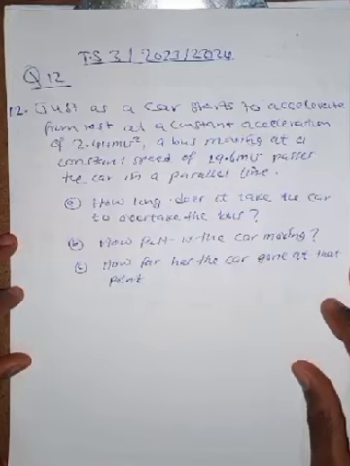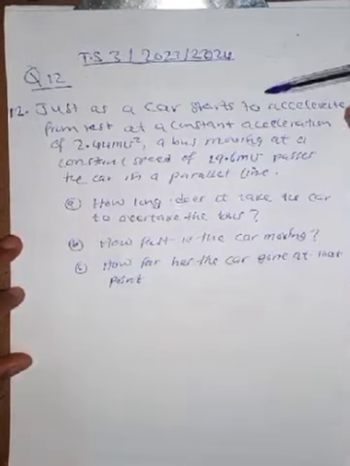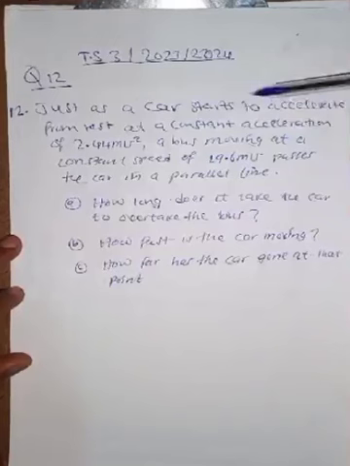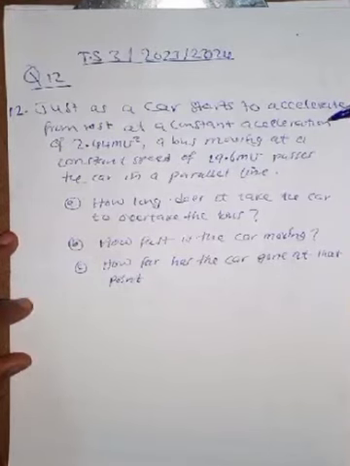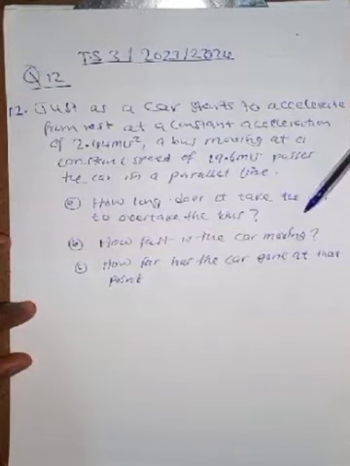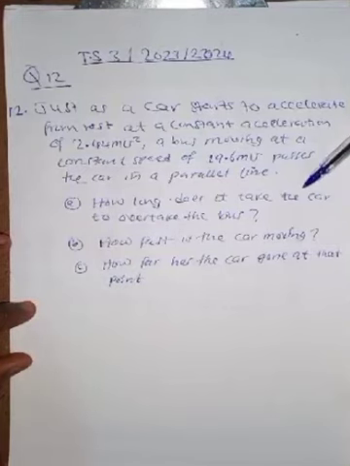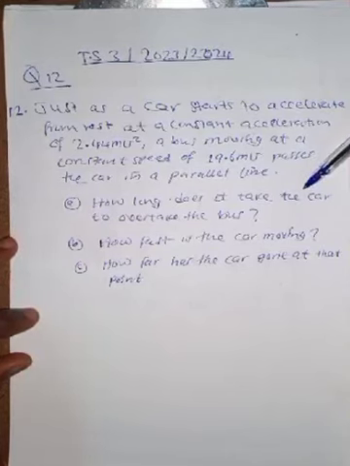So the question reads: just as a car starts to accelerate from rest at a constant acceleration of 2.44 meters per second squared, a bus moving at a constant speed of 19.6 meters per second passes the car in a parallel line. How long does it take the car to overtake the bus? This is time. Definitely when you hear the question how long or when, just know that they are talking about time. Then the other question says, how fast is the car moving?